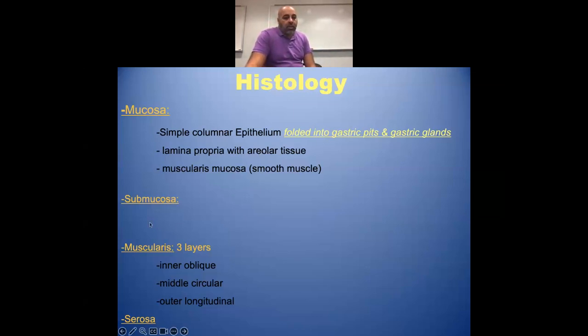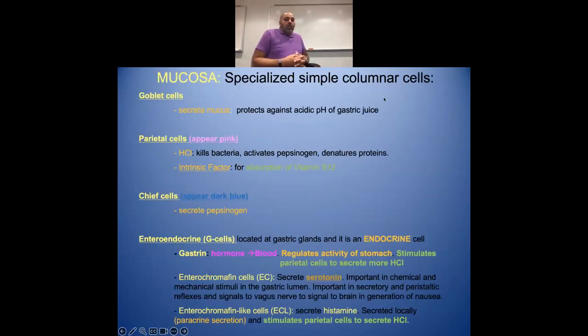Lamina propria, same. Muscularis mucosa, same. Submucosa, nothing to note there. We should have blood vessels, nothing special. Muscularis externa, inner oblique, middle circular, outer longitudinal. So we added in that inner oblique layer, and then serosa because we are intraperitoneal.